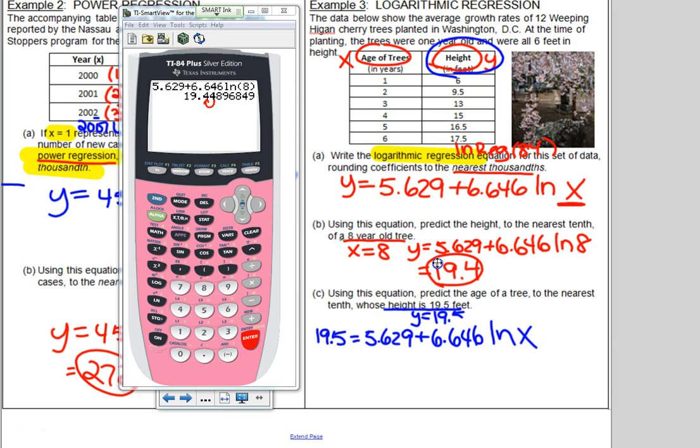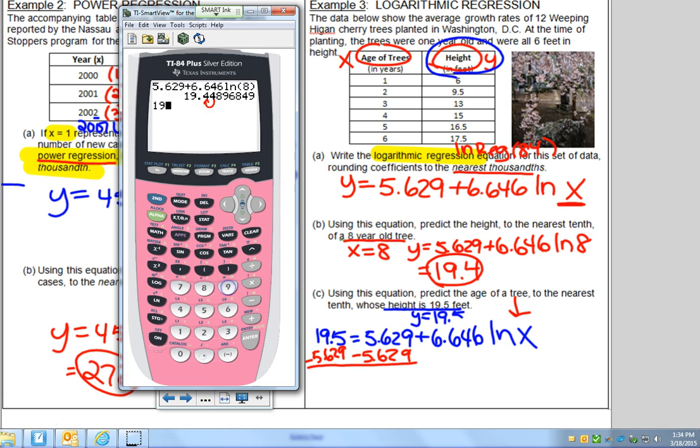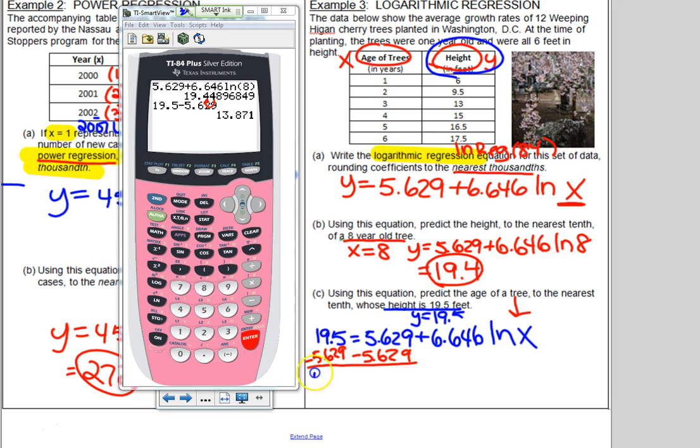Okay, so now trying to think about what we would do. My goal is to get to x, so I have to start peeling off the items. So right now I have to peel off the 5 number because you always want to go outside in to solve. Okay, so 19.5 minus 5.629, and I get 13.871 equals 6.646 ln of x.